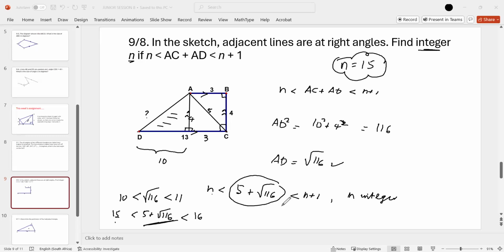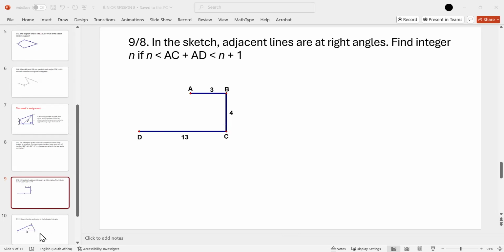So the idea is to find out between which two consecutive numbers. N and N plus 1 are consecutive numbers. They're next to each other, integers. You're adding 1 to an integer, it's the next integer. So you have to find out between which two integers this is. The answer is 15. Once again, I'm taking too much time, but today I taught you a lot of things, a lot of geometry.